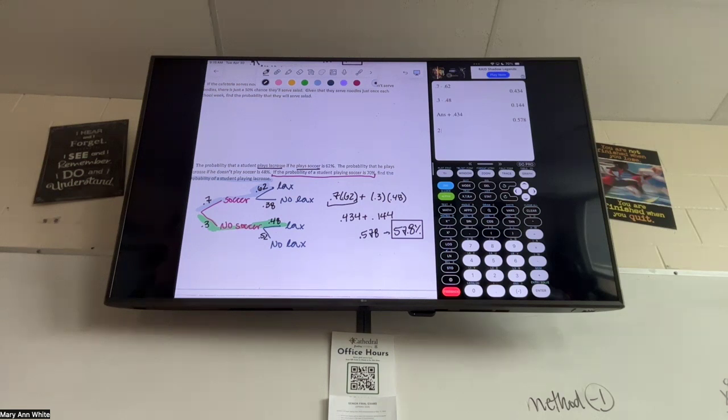Yep, we skipped a bunch of pages. We're gonna go back and do those Venn diagrams in a second. Yep, right there. All right, I think I'm done on that one. So 57.8% chance that this student plays lacrosse.